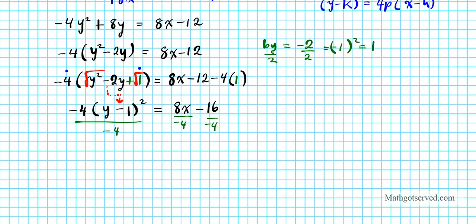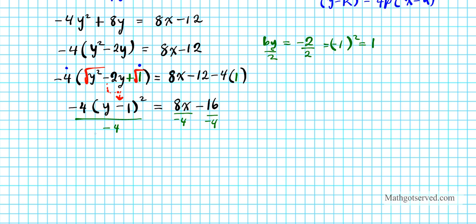Alright, so what's that going to yield? We're going to have the negative 4 divided out. We have y minus 1 quantity squared. Now anytime you divide by a negative, you know the sign changes. So this one reduces to negative 2x, and this minus over minus, plus 4.